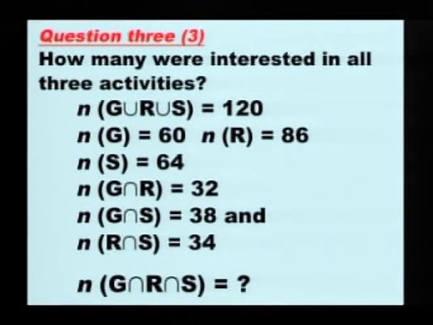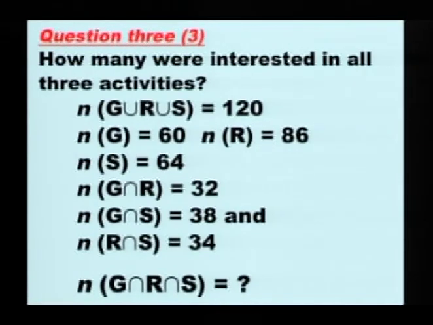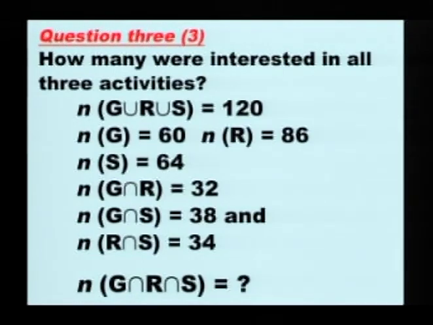Because it includes, what does it include? Those 60 that were interested in gardening, they were also interested in something else. Because you are told at the bottom there, 60 were interested in gardening, 86 were interested in reading, and 64 were interested in playing sport. Those ones were also interested in other. It may have included the others who were also interested in other.